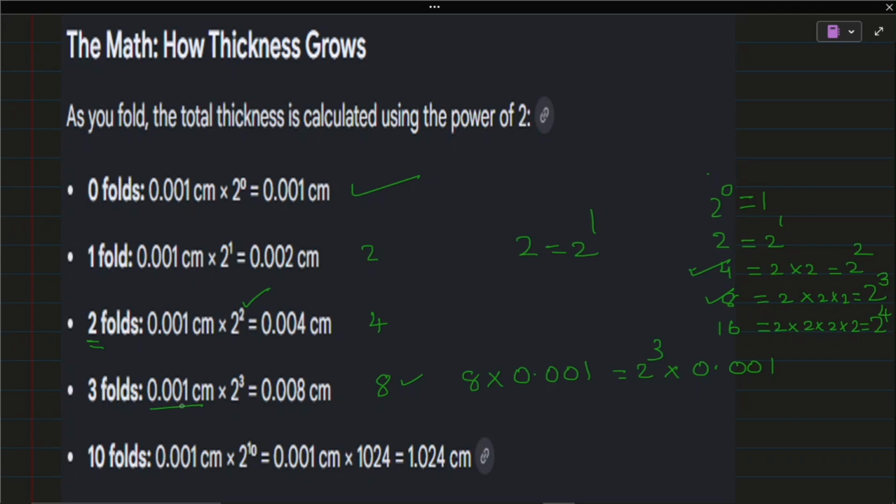So if you know the initial thickness, you can find the thickness at different folds. That is, the 10th fold thickness you can find by 2 raised to 10, then the initial thickness, that is 0.001. In that way, for any fold, you can find the thickness. I think all of you understood this explanation.